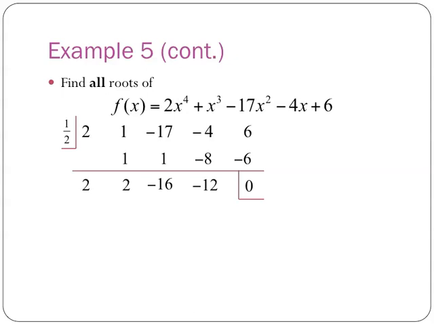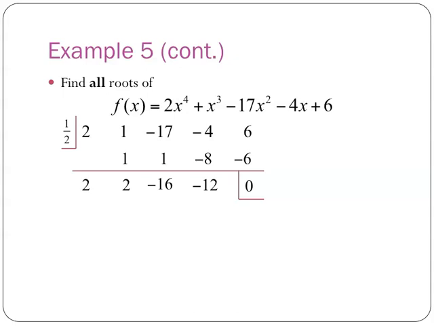Now we should expect to get 0 at the end. Why? Because 1/2 is a rational root, and anytime something is a root, that should give us a remainder of 0, because it's a factor, it divides evenly.